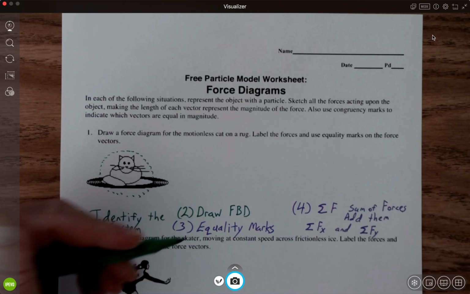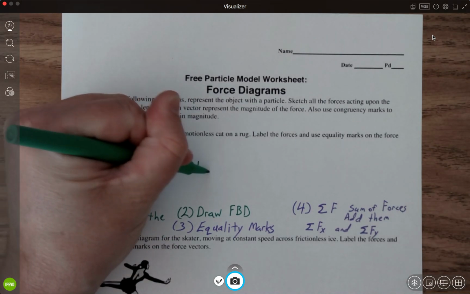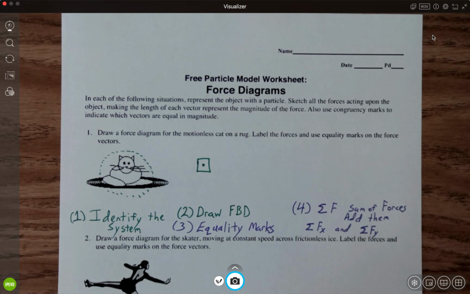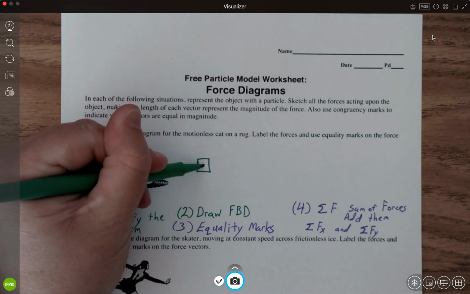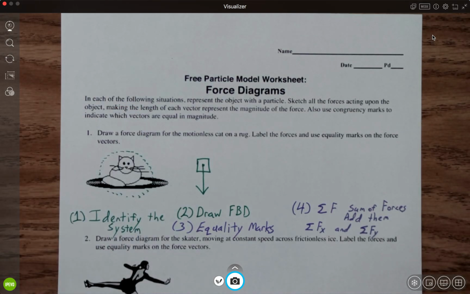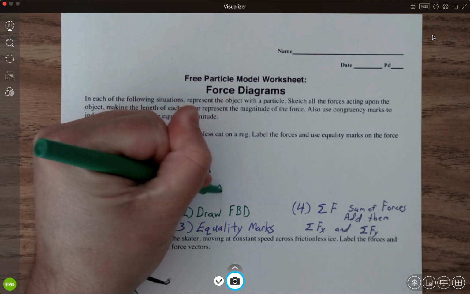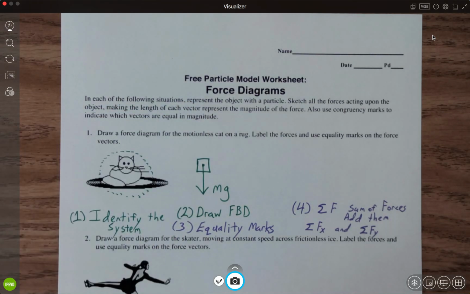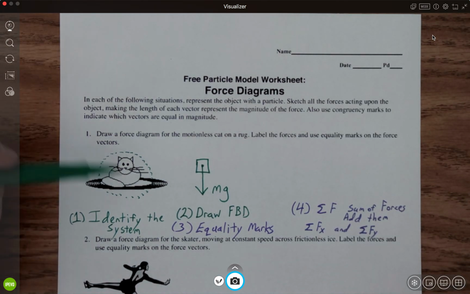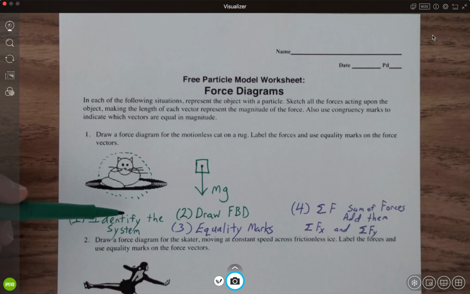Then we're going to draw the free body diagram. We're going to simplify the cat down to a box. With the cat as a box, we put a point at the center. That's the center of mass for the cat. And this cat has a force acting down. This force is the force due to gravity. We know this as m times g, where the g is 9.81 newtons per kilogram, or 9.81 meters per second squared. The reason why this cat is not accelerating down is because it's on the surface.